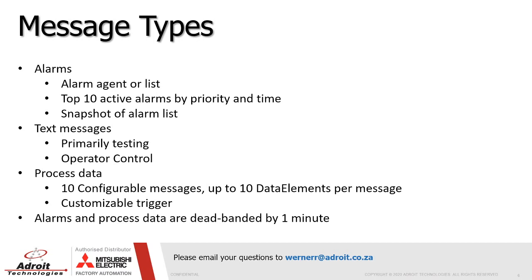The idea is that you'd send these messages on distinct events, let's say once every hour or once every shift change, or maybe even when a batch runs to completion, that value changes, and then we send off the appropriate process data message. Now with both alarm messages and process data messages, we've deadbanded the messages by a minute, meaning you won't be able to spam your users. I mean, typically these types of messages should really be going at a slower rate than that anyway, but that's your maximum rate.